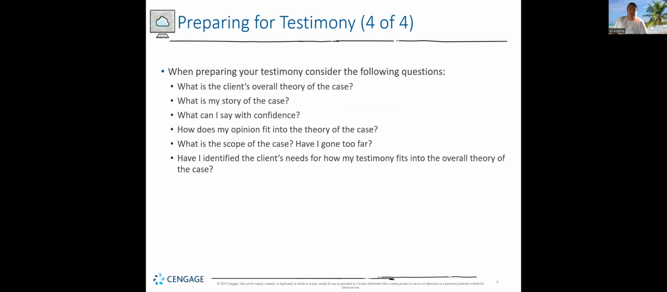So, when preparing your testimony, consider the following questions. What is the client's overall theory of the case? What is the story of the case? What can I say with confidence? How does my opinion fit into the theory of the case? What is the scope of the case? Have I gone too far? You can get out of scope really easily.